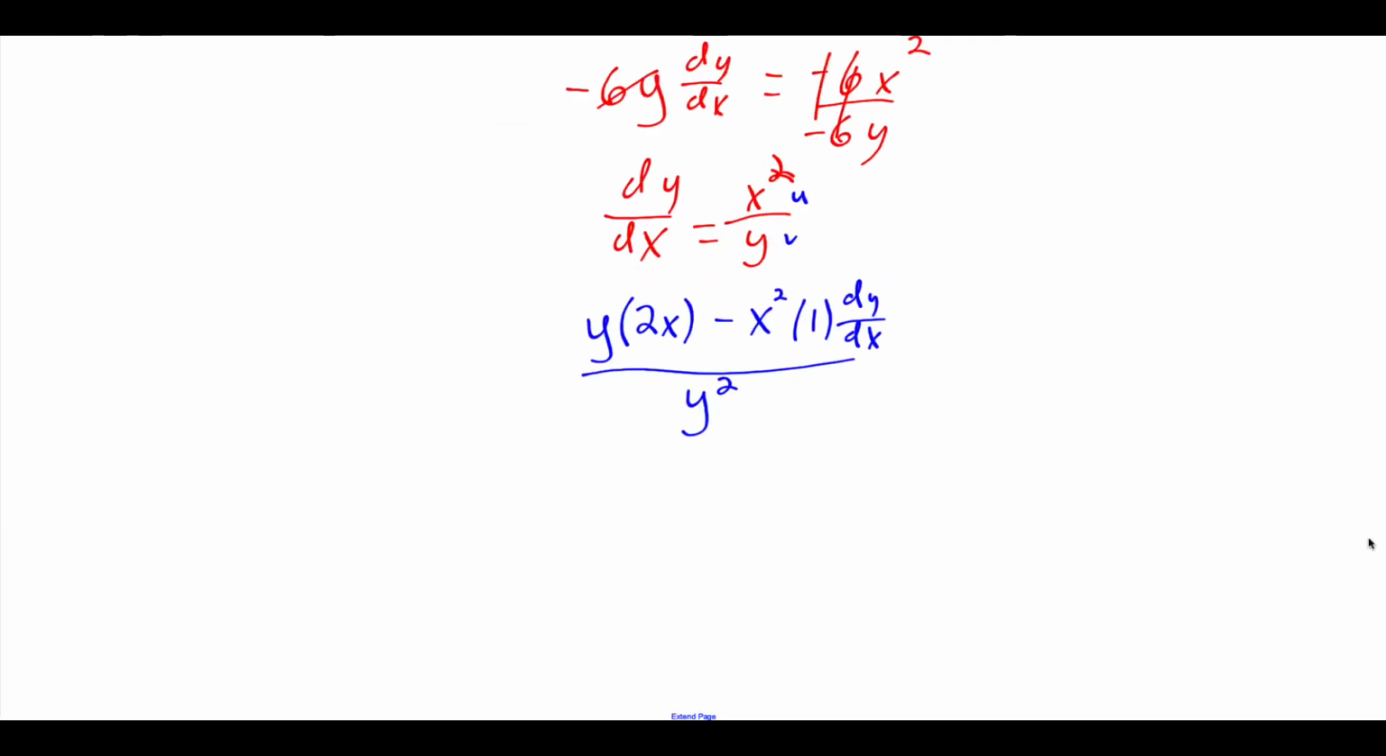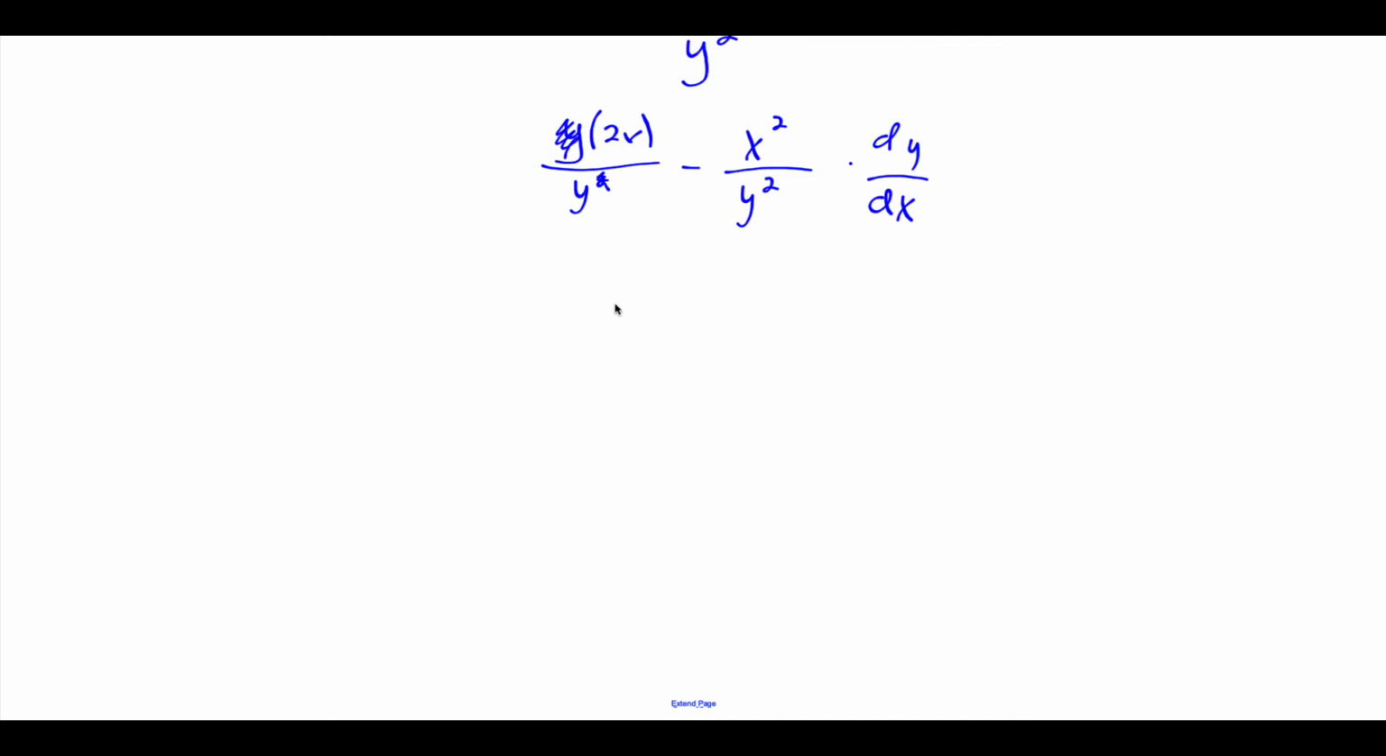Now, to simplify things down, I'm going to work on splitting up my fractions. So this is going to be y times 2x over y squared minus x squared over y squared. And I'm going to separate this dy dx off of here, so times dy dx. I can do some canceling in the front here with this y on top and one of those y's on bottom. So this says 2x over y minus x squared over y squared with our dy dx attached on the end.